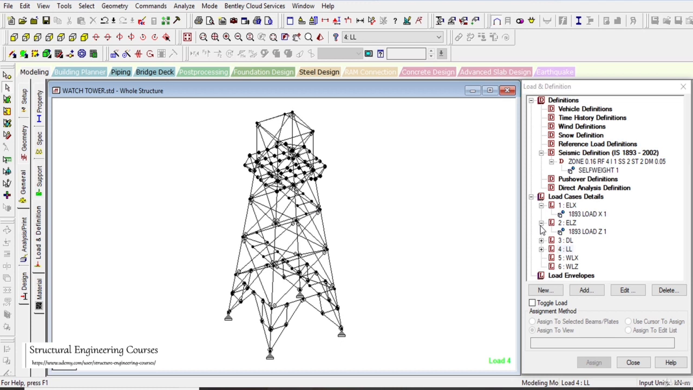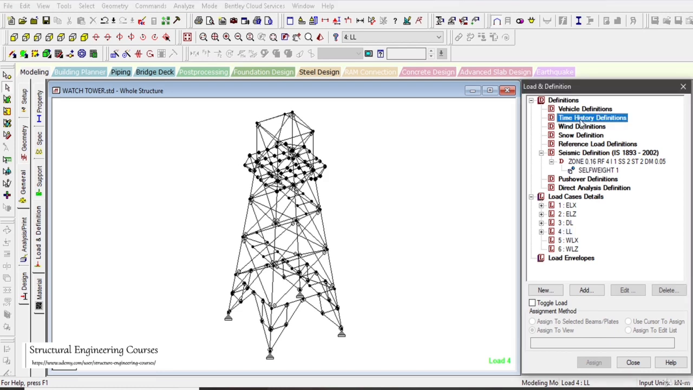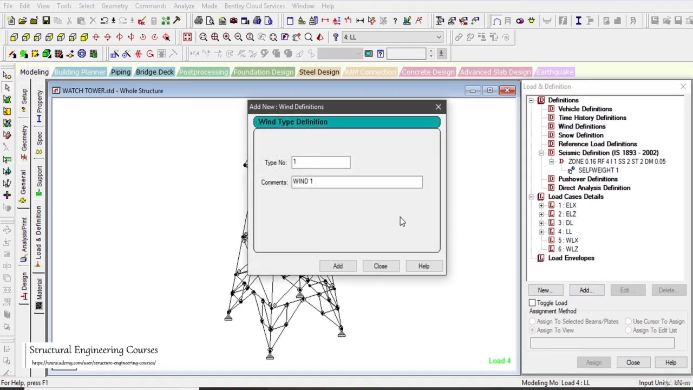So now we are done with the dead load and live load loading also. We are done with the seismic loading also. Not completely done, because we do need to update the seismic definition also. After that, we can enter the wind definition here also.